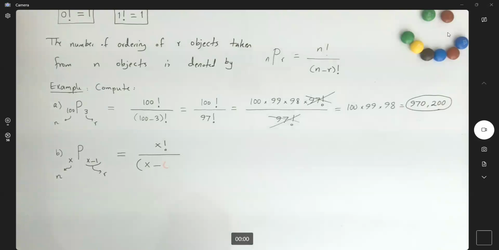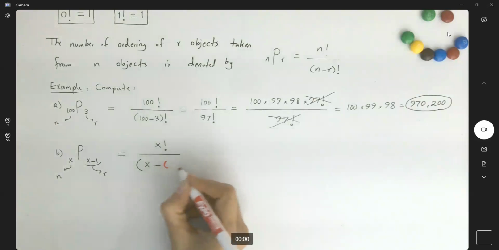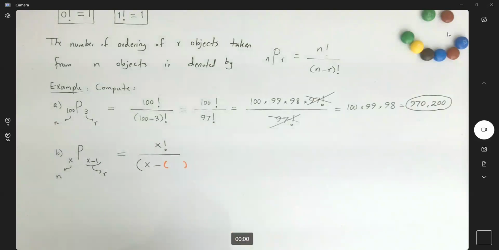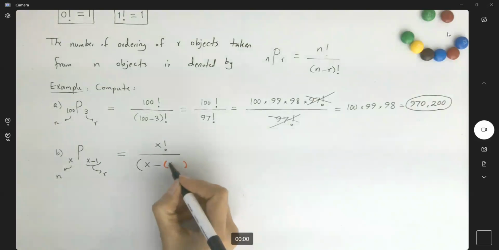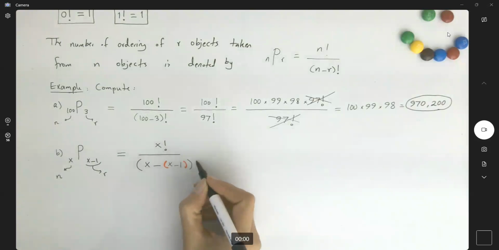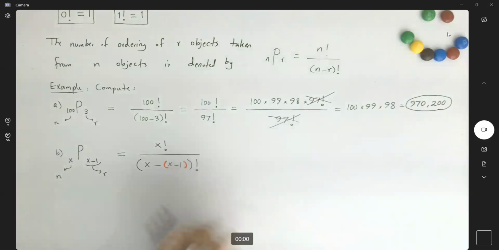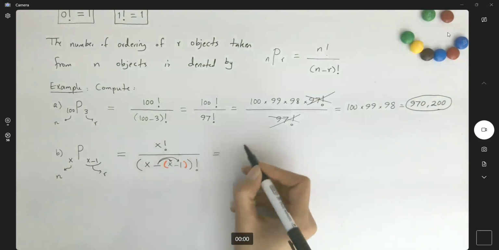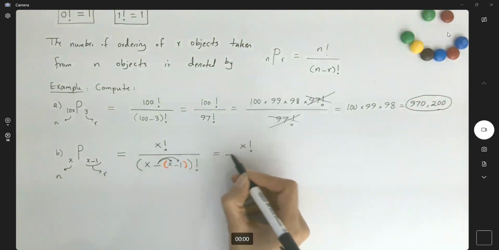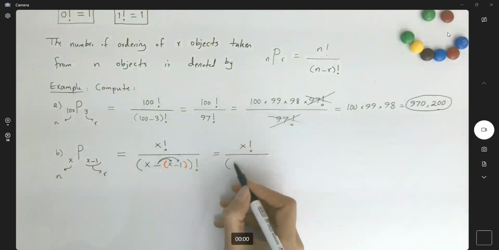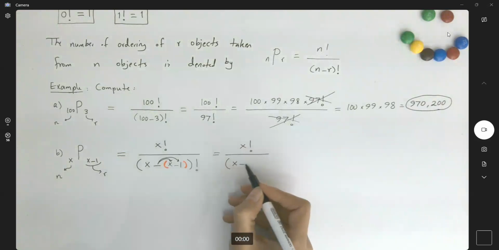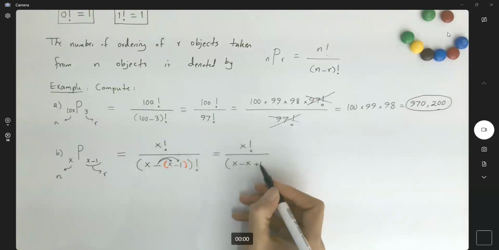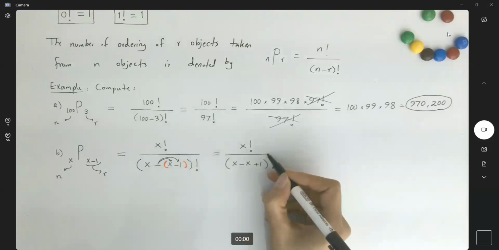Nothing else. Marker, let me find a better marker. Parenthesis, x minus 1. This is your r. And then close up the parenthesis, factorial. Very good. You have to distribute this negative sign into parentheses. You're left with x factorial on top divided by parentheses x minus x plus 1 factorial.